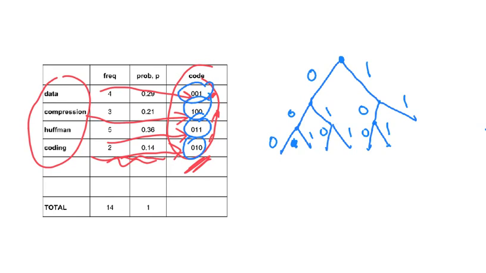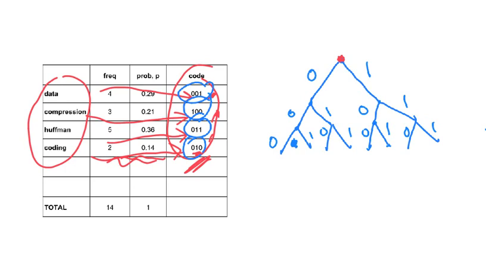Okay, so now starting from the root, this is the root. I'm going to color it red. Starting from the root, the depth is at most 3. If you look at the codes here, the lengths of the codes are all at most 3. In fact, all of them are 3s.